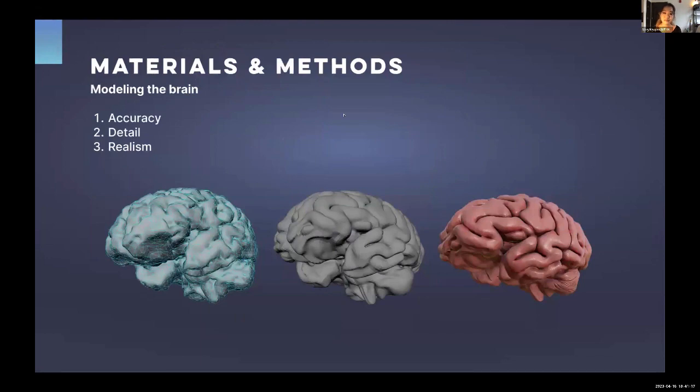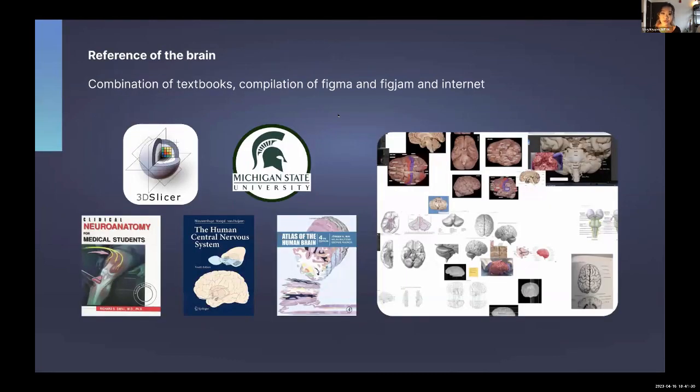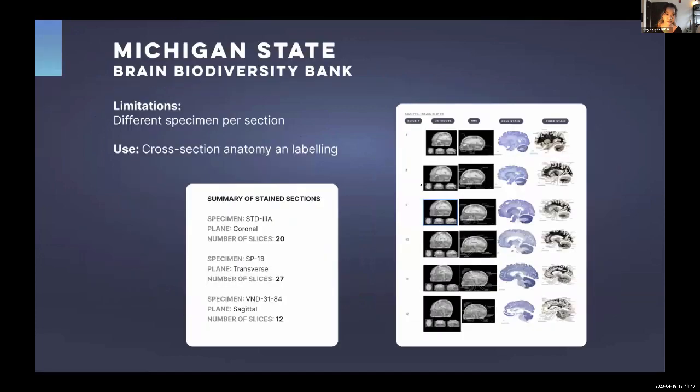And for my materials and methods, when I was modeling the brain, I took into consideration 3 key factors. I want it to be accurate, and I want it to be detailed, and I want it to look realistic. So for the references, I combined textbooks, and I used 3D Slicer and the Brain Biodiversity Bank from Michigan State University. And then I used FigJam to compile all the images from the internet and the images from the textbook.